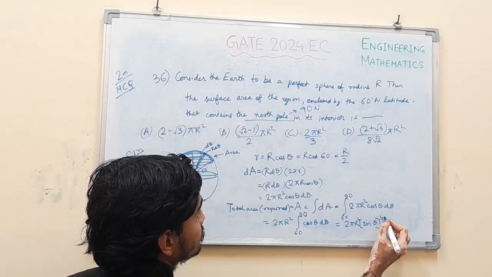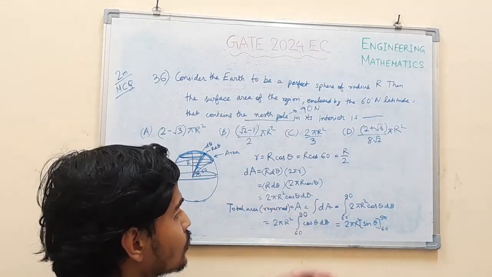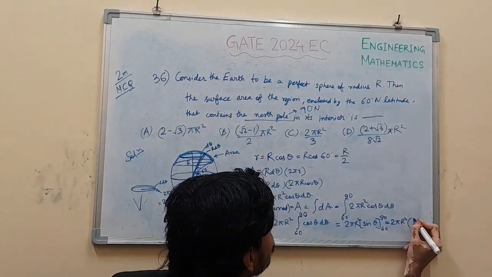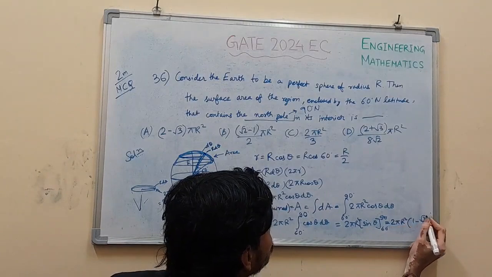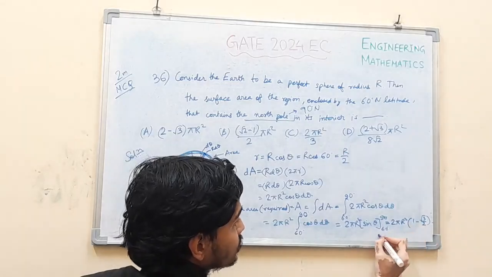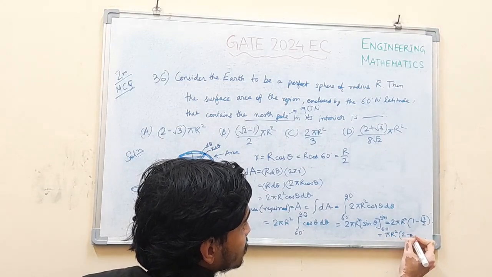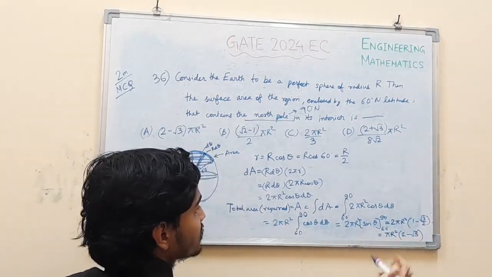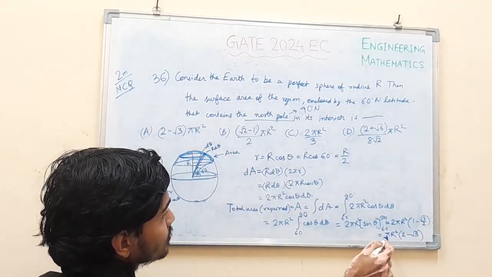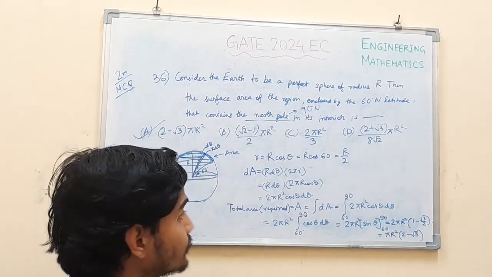60 to 90. Sin 90 as we all know is 1, and sin 60 as we all know is root 3 by 2. So substitute, you get 2 pi r square into 1 minus root 3 by 2. You simplify it, if you absorb 2 inside the bracket, then you will get what? Pi r square times 2 minus root 3, which is the same as 2 minus root 3 times pi r square, which matches exactly with option A.